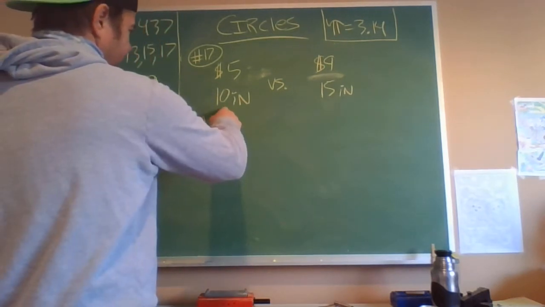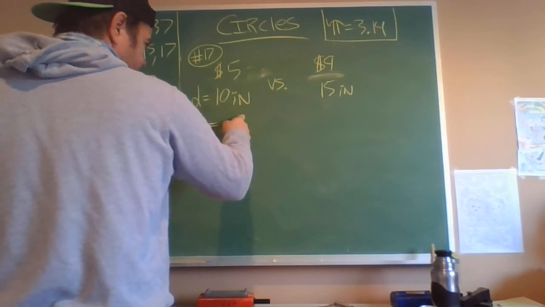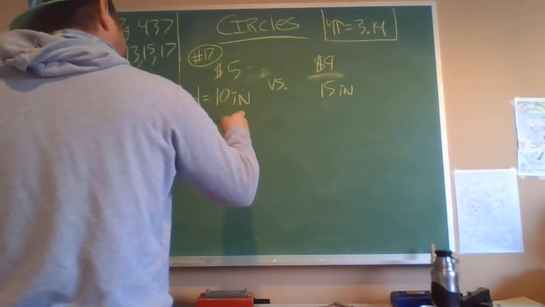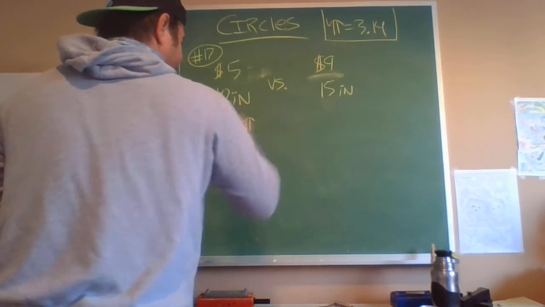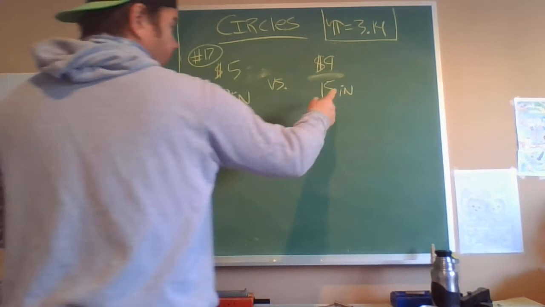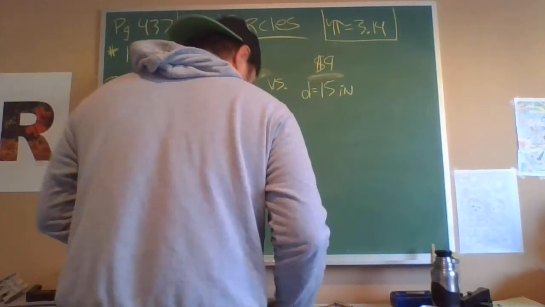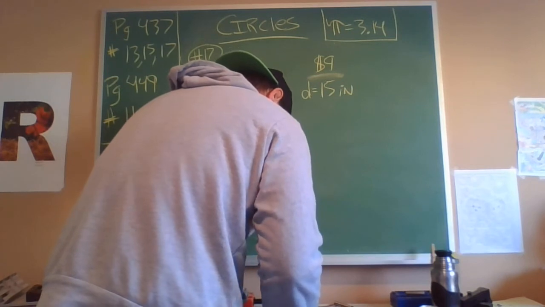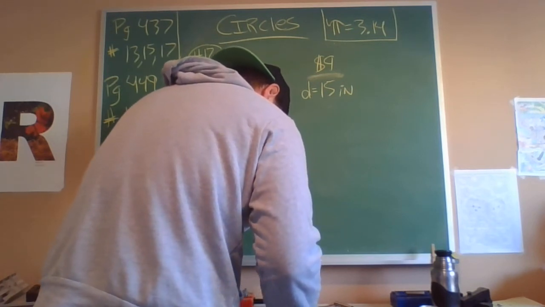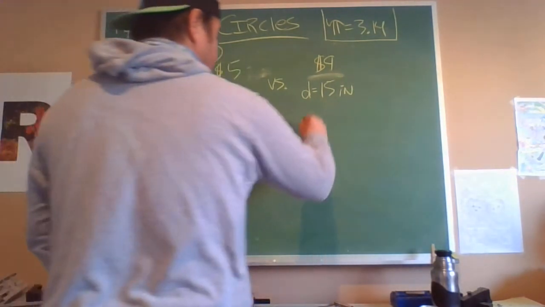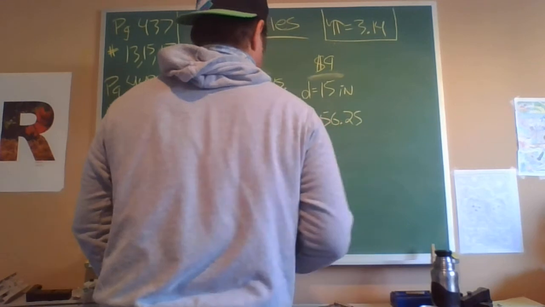The area of a pizza where the diameter is 10 inches is pi r squared, right? Which is 25 pi, right? Over here, half the diameter is 7.5. This I might need a little help with. 7.5 times 7.5 is 56.25 pi.